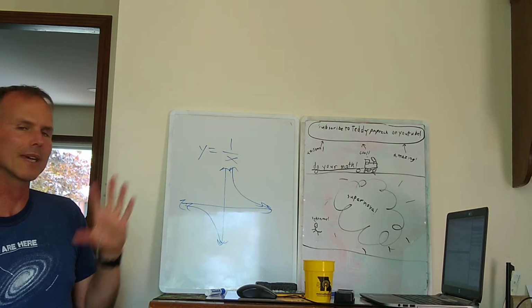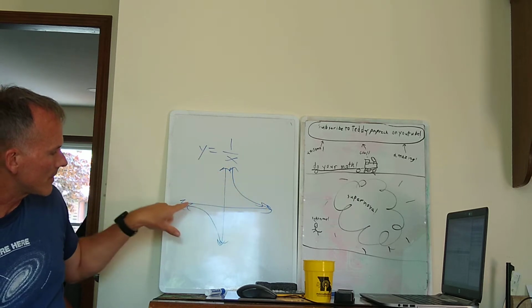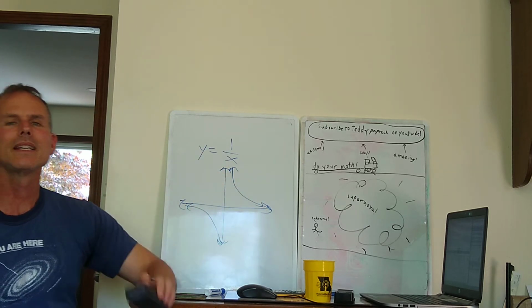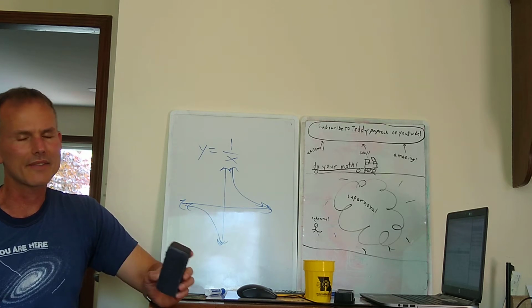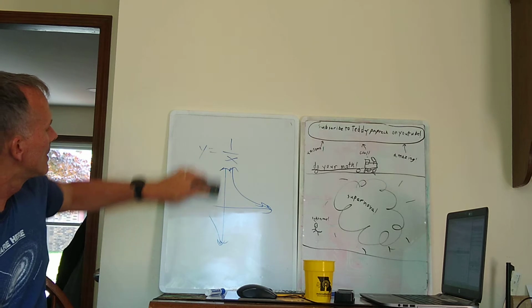I want you to understand, you have seen a hyperbola before. A hyperbola has two parts to it. Notice it's got a branch here and then a separate branch down there. Now, like I said, that's not going to be the type of hyperbola that we're going to study in 8-2.